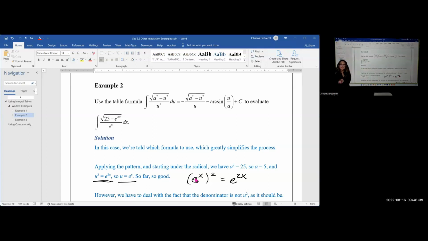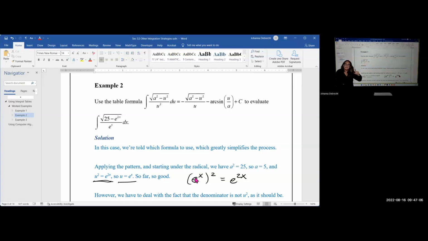One base, two powers, multiply the powers, all right? So you get e to the 2x. Okay, well then that seems to indicate that u is e to the x, which means that this is u. Well, now that's a bit of a problem because that doesn't match my pattern. I've got a squared minus u squared over u with a differential dx.